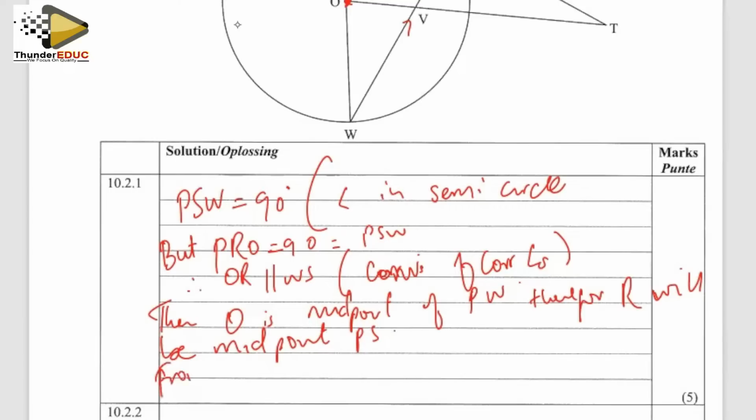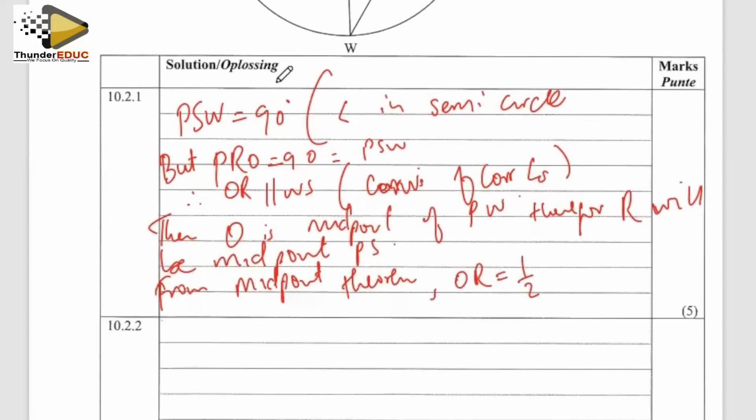Then we're saying that from the midpoint theorem, we know that OR must be a half of SW. When you divide both sides, then you're going to have OR over SW is equal to 1 over 2, which means OR to SW should be 1:2. Okay, so that is all they needed.